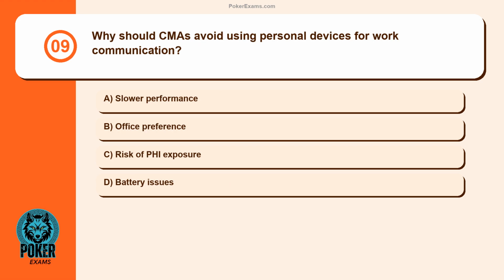Question 9. Why should CMAs avoid using personal devices for work communication? Slower performance, office preference, risk of PHI exposure, battery issues.